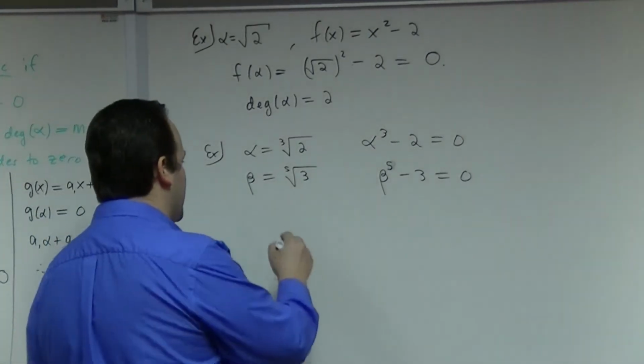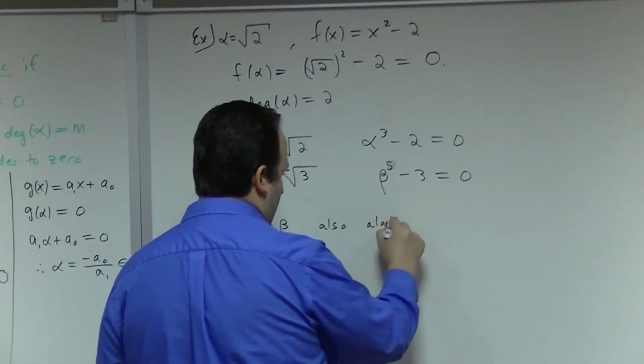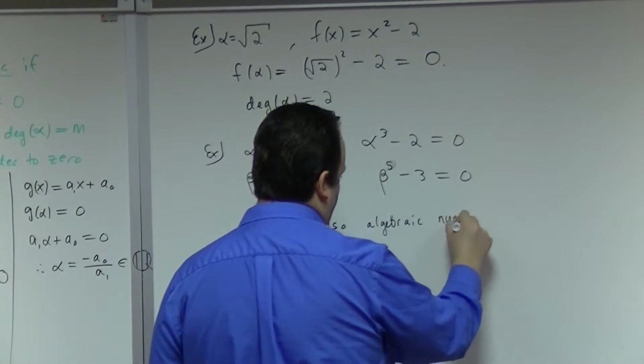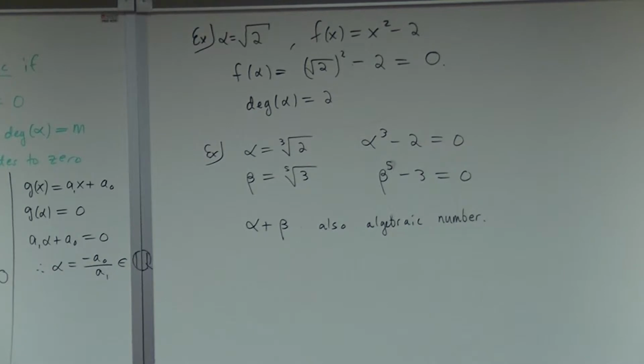But here's a fun fact for you. Alpha plus beta is also an algebraic number. So what's a polynomial with integer coefficients which that number appears as a solution for? I personally can't tell you. But we will soon give a proof that shows that there is such a polynomial. The proof is based on the determinant.